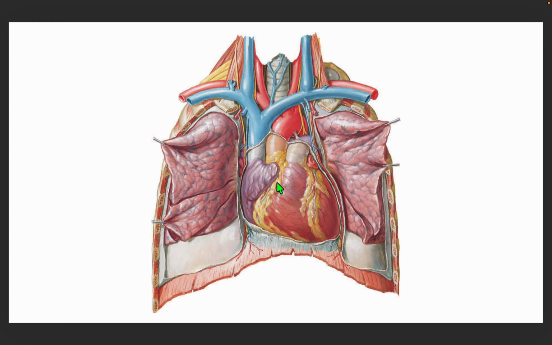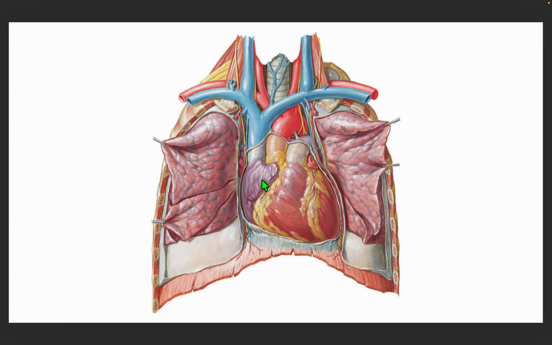The right atrium forms part of the sternocostal surface, and it forms the entire right border, which is clearly visualized from this view. When you look at the base, that is the area diametrically opposite to that of the apex. This is the apex. So roughly the posterior surface forms the base of the heart, and the right atrium will form around 1/3 of it.